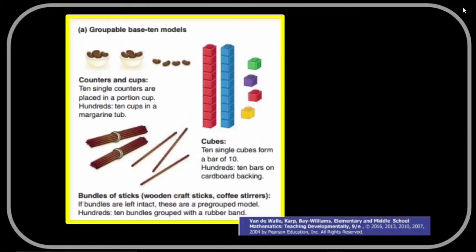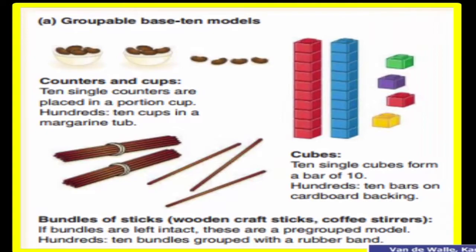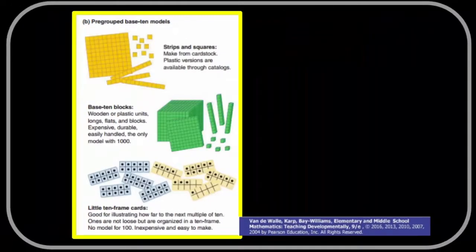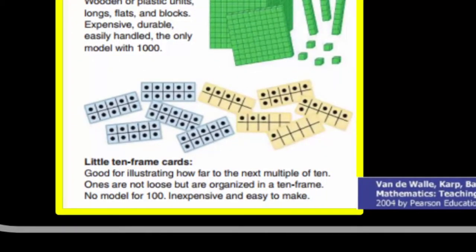Students in kindergarten and first grade should use groupable manipulatives such as Lincoln cubes, counters, and sticks that can be bundled and unbundled as they compose and decompose numbers. Second grade students then transition to pre-group base 10 models such as base 10 blocks and printed 10 frame cards.